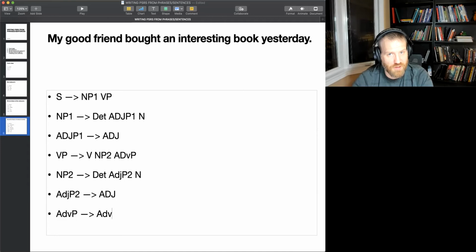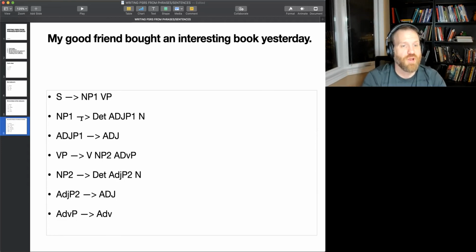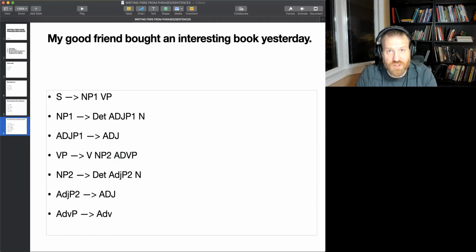My good friend bought an interesting book yesterday. Let's go back and check it. The noun phrase, my good friend, consists of determiner my, good friend. This is a phrase, it just has one adjective. VP is bought an interesting book yesterday. This is bought an interesting book, and this is yesterday. So why do we have to write adjective phrase? Well, because we know that they are adjective phrases, so an adjective must be ahead of an adjective phrase. So ideally, this is what I would like you to do.